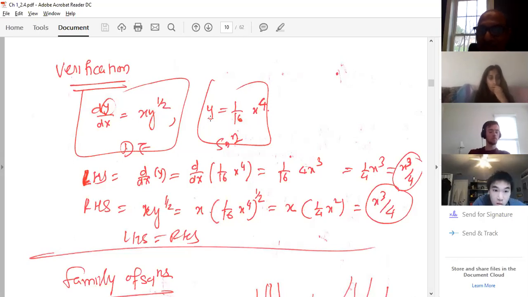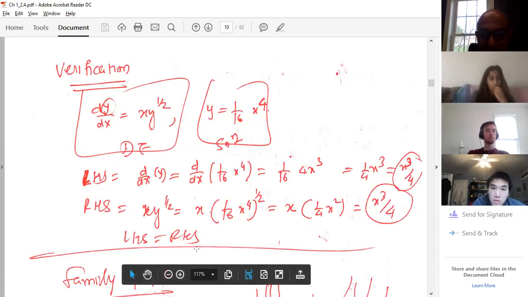And this equation is not involving any derivative. So this is a solution. Left hand side, right hand side, it's a solution. Makes sense? Yes, sir.